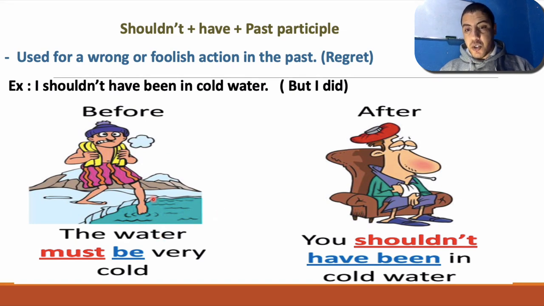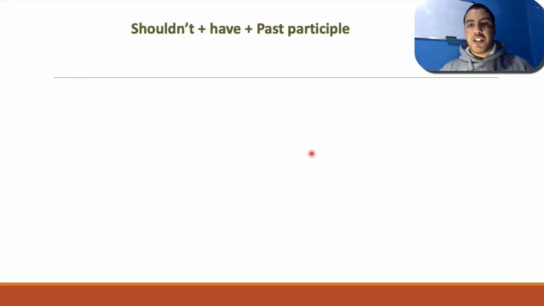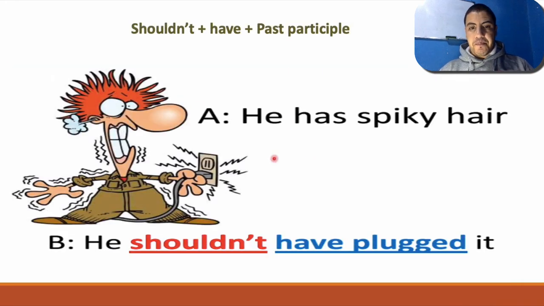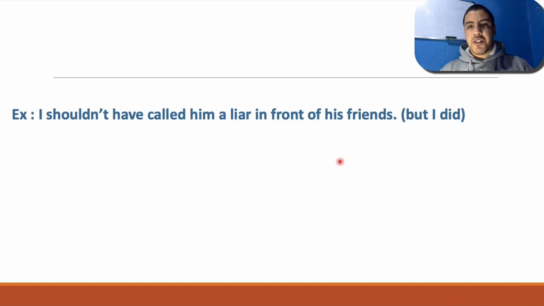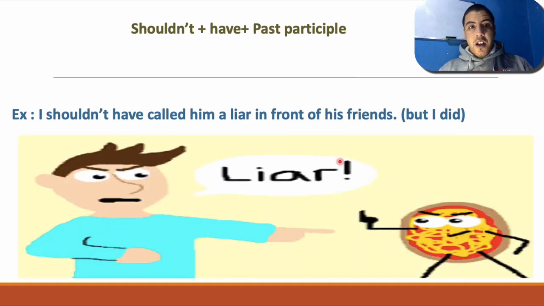I was in the water, but I shouldn't have been in cold water. It was wrong. It was a foolish action of me. Okay, but I did it. It was wrong. It was bad, but I did it. I did the action. Another example is, let's move to this one.